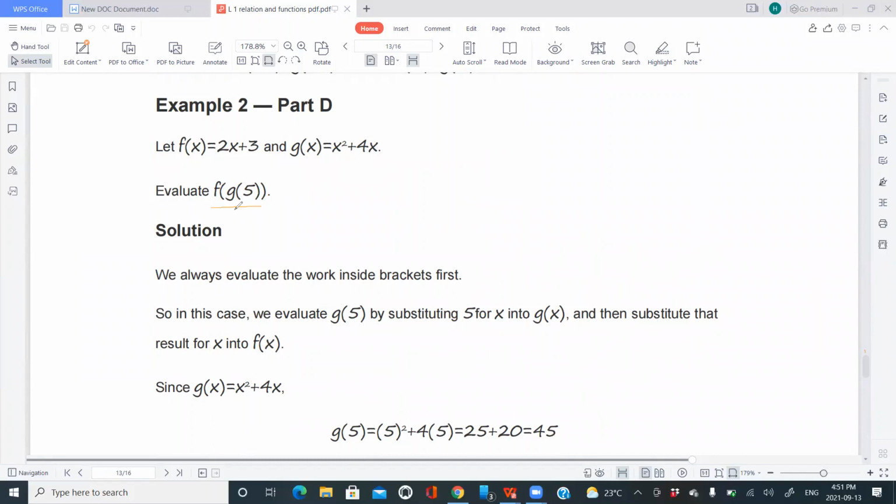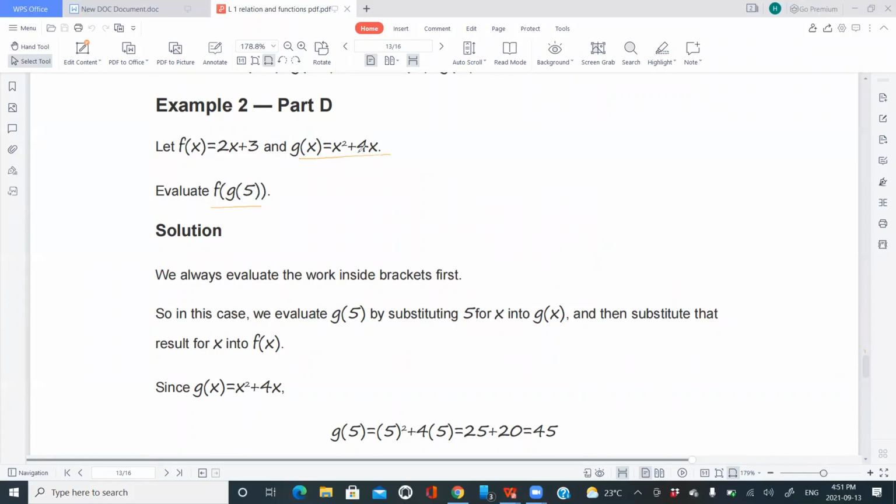Before, what do you do? You plug a value into a function, right? But here, first of all, you have to plug the value into a function. Then that result you have to plug into another function. So what will you do? f of g of 5.